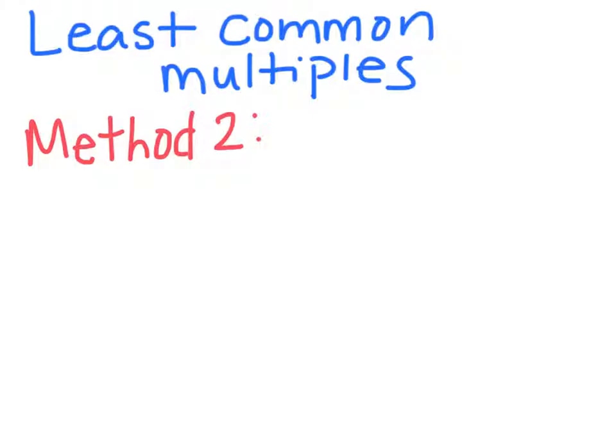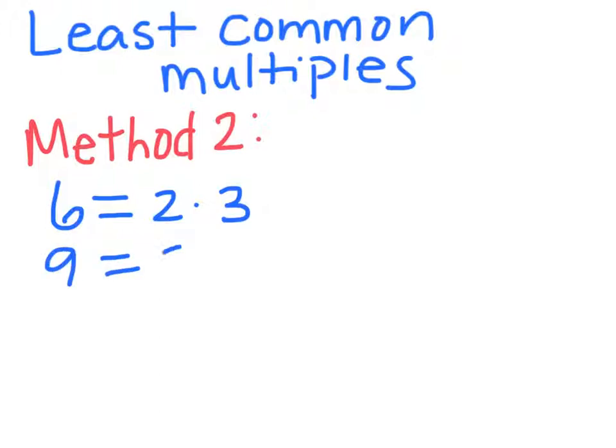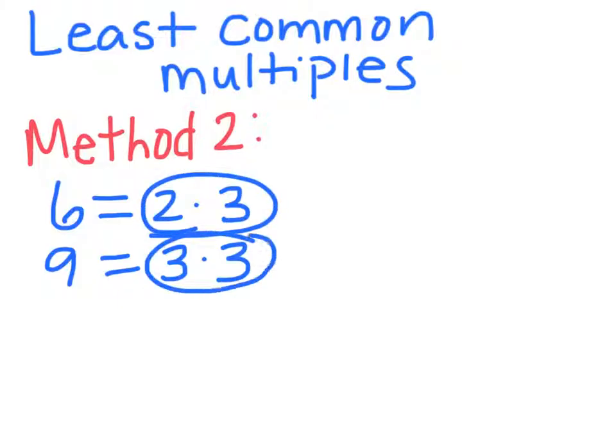In method 2, we're going to use, you guessed it, prime factorization to determine the least common multiple. We'll begin by writing 6 and 9 as products of their prime factors. So 6 would equal 2 times 3, and 9 would equal 3 times 3. In order to determine the least common multiple, we need to figure out what the smallest product would be that would contain both 2 times 3 and 3 times 3.